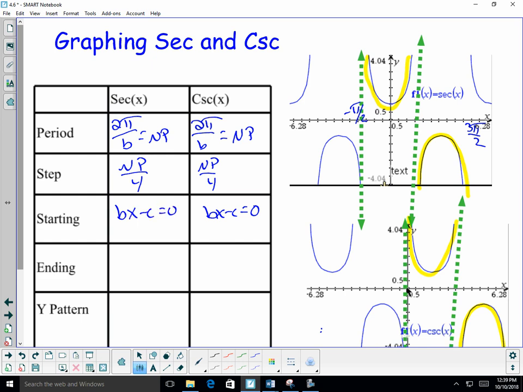Because that'll help me out later on. And I'm just going to have an asymptote in the middle, which will be fine. My end is going to be dx minus c is equal to 2 pi. The only ones that have a period of pi are cotangent and tangent. Everything else has a period of 2 pi.